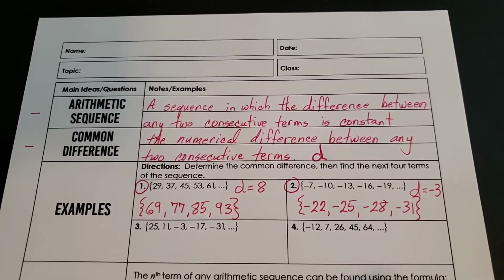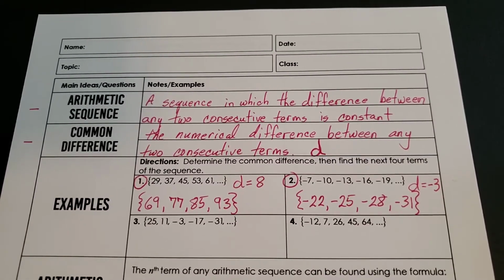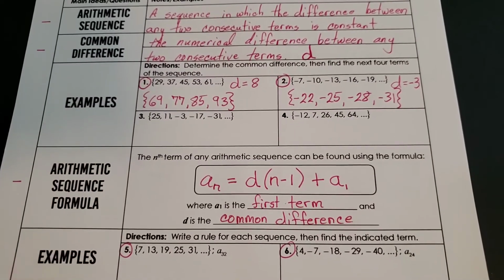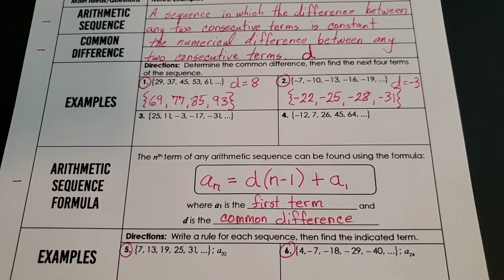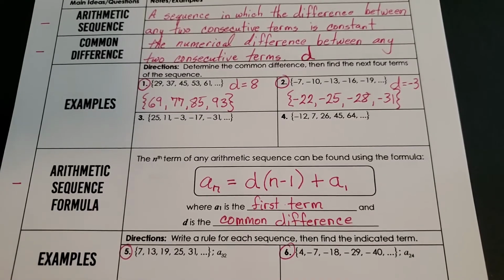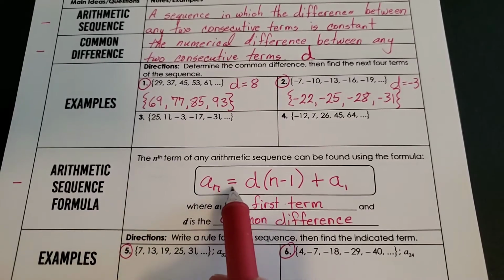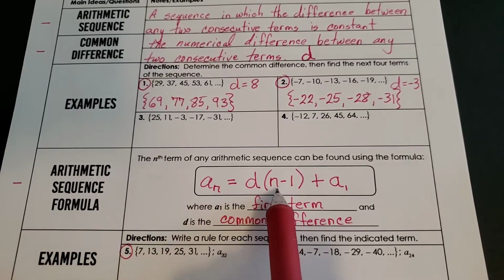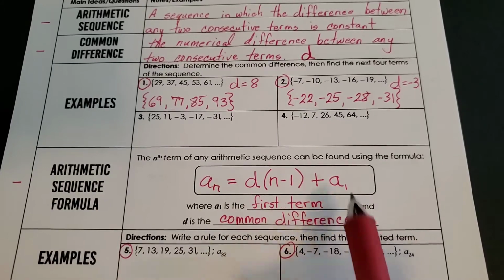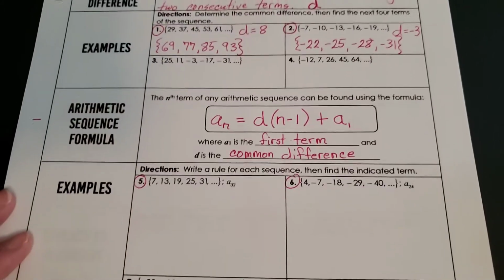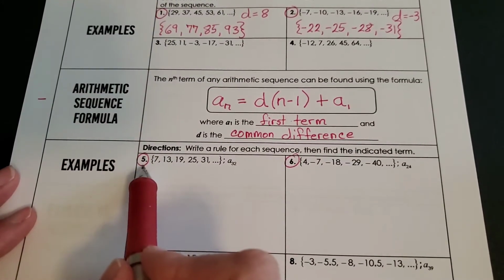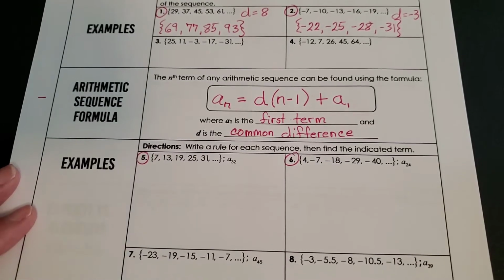If we know the common difference and the first term, you can write, sorry, that's hard to read when I don't put it up there. You can write any formula for any arithmetic sequence. Okay, so A sub n equals, now that you can see it, D times n minus 1 plus A sub 1. So let's see if we can put that to work in this example 5.